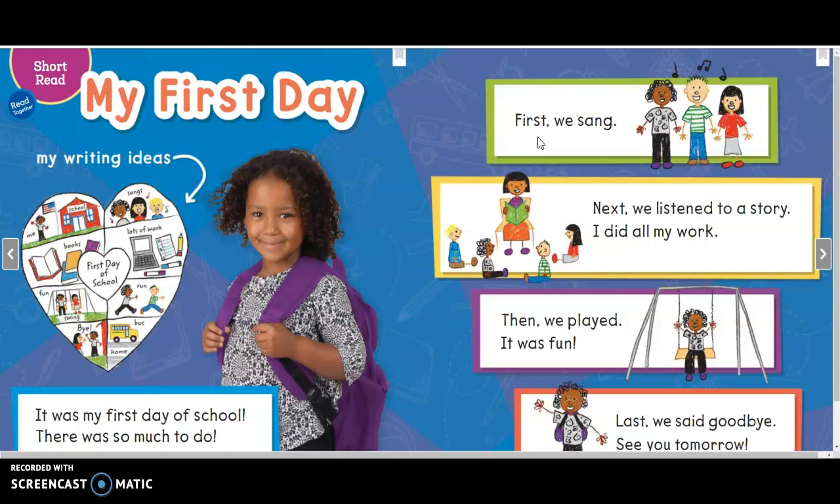Okay, well, what happened in the middle of her story? Let's look. Oh, I see our word, next. That means it happened in the middle of the story. So next, we listened to a story. I did all my work. So in the middle of our story, she listened to a story and did all of her work. That was important for the middle of the story. So this word we didn't see, the word then, but that also means in the middle. So then we played. It was fun. So in the middle of the story, she played.